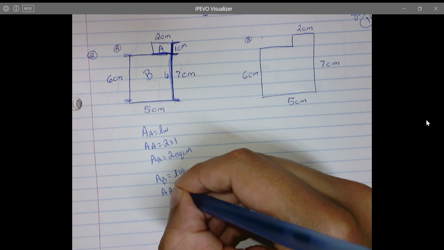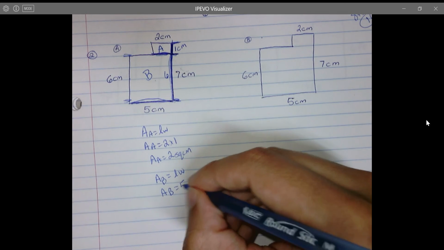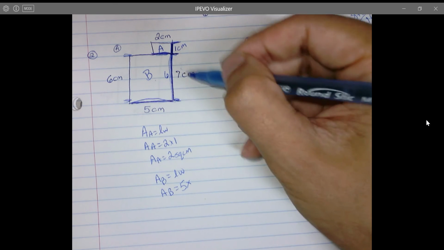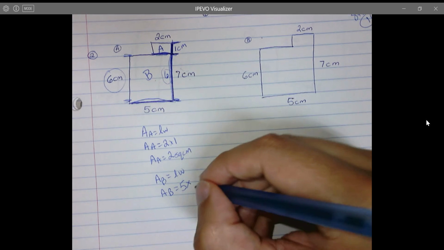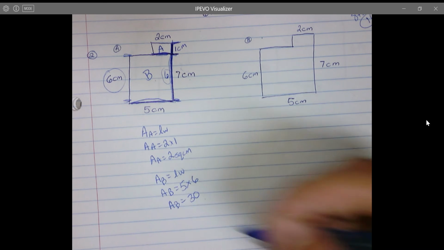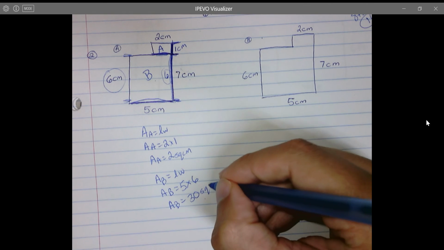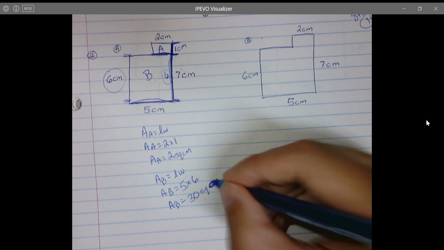Area of B, well, this one's nice and easy. There's my 5 multiplied by, and again, I'm not going to use 7 because that's all the way up top. I'm just going part way, and we discovered that's going to be 6. So I'd have to do 5 multiplied by 6, which would be 30 squared centimeters.